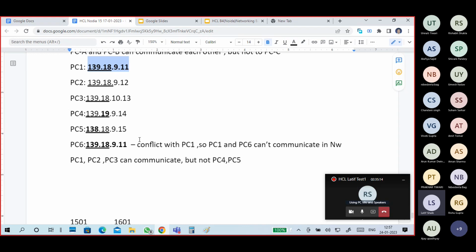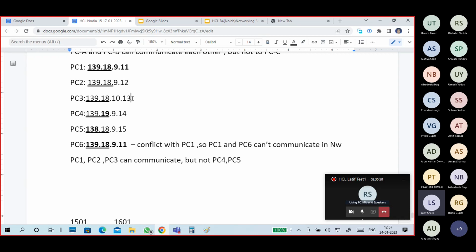Only PC2 and PC3 are communicating. PC1 and PC6 are generating a conflict, and PC4 and PC5 are not communicating with any other PCs or with each other also. What happened? I check PC1, PC6, and both IP addresses are the same. So what to do? You have to check the IP addresses of the devices. PC1, PC6, same IP address. What to do? You have to change one of the PC's IP address and check that it does not conflict with any other one.